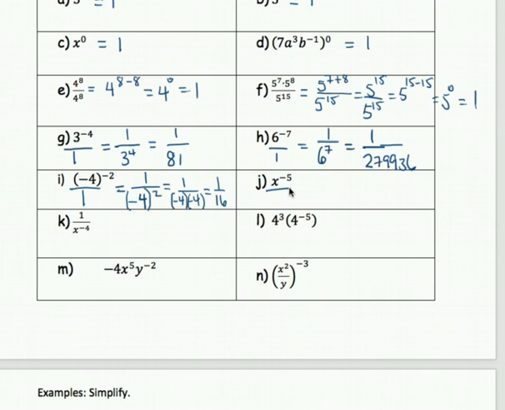Okay, here's one with the x. So even if we don't know it, we just got to fix the negative exponent. Okay, so when we flip it, it becomes x to the 5, or so now 1/x to the 5.